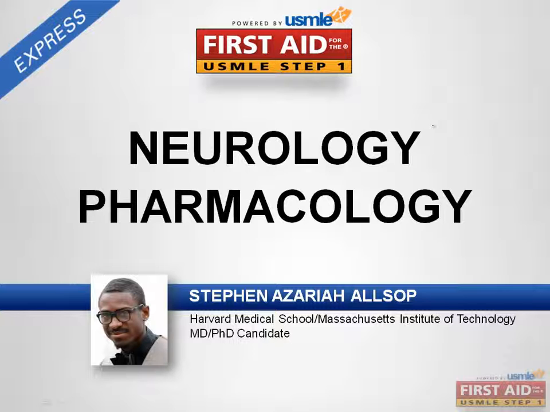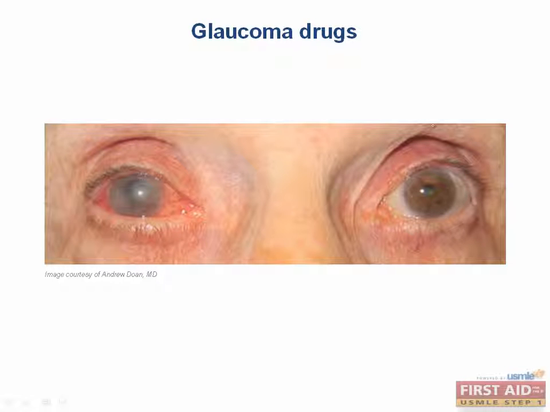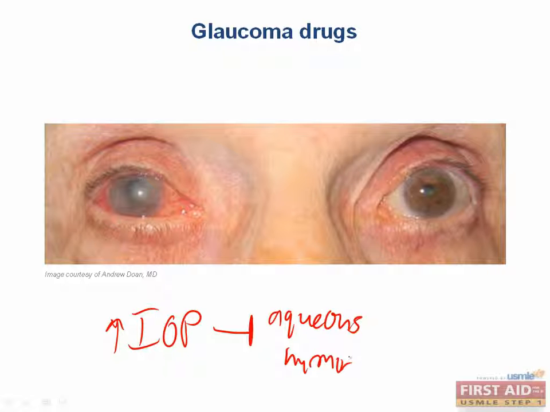So now we'll talk about some of the drugs that can be used to treat some of the diseases that we've been talking about. We discussed glaucoma earlier in the lectures. It is the condition of increased intraocular pressure due to impairment of aqueous humor flow.